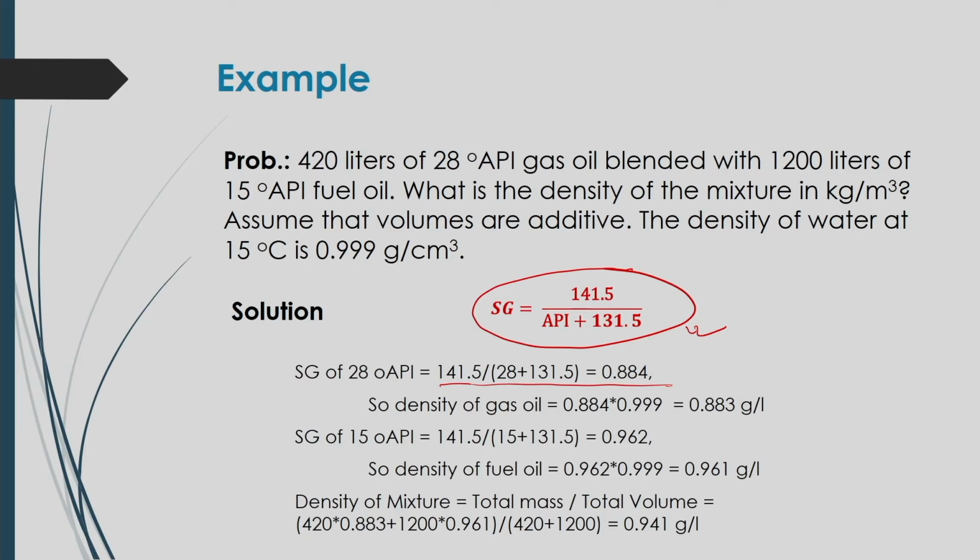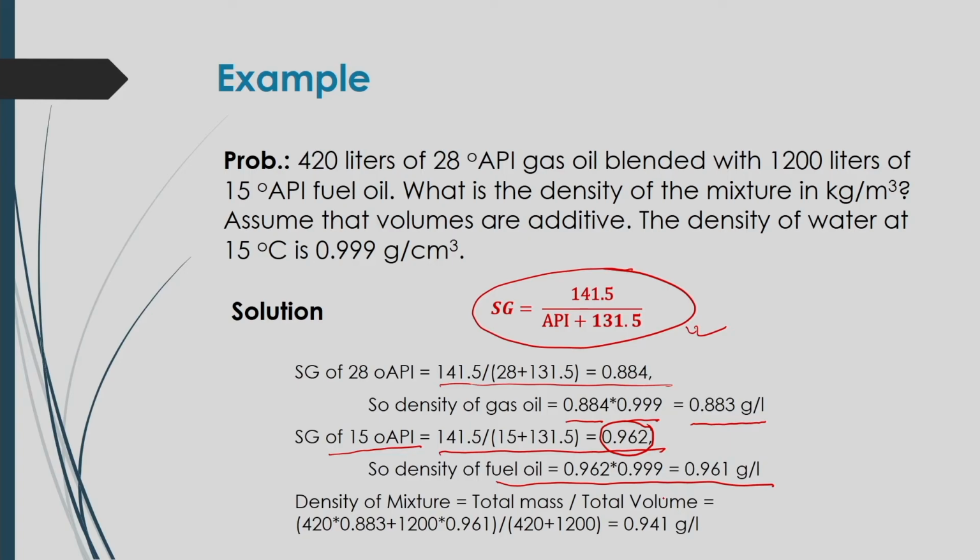Now, density of that gas oil will be simply 0.884 into 0.999, that will be equal to 0.883 gram per liter. Similarly, specific gravity of 15 degree API fuel oil, after substitution of this value, will be 0.962. So, density of that fuel oil will be similarly 0.962 gram per liter. Now, density of mixture will be total mass per total volume.